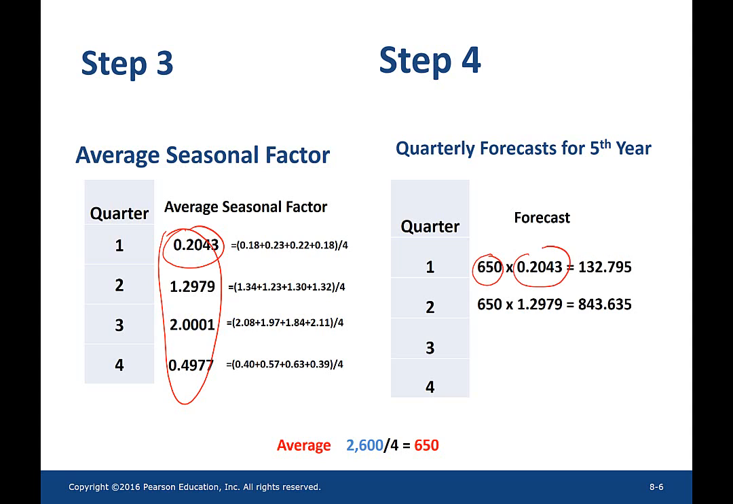Similarly, for the second quarter, 650 times 1.2979, which leads to 843.635. Third quarter, the forecast is 1300. Fourth quarter, the forecast is 323.5 units.